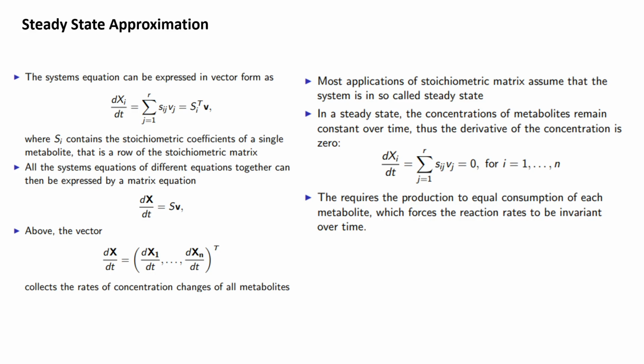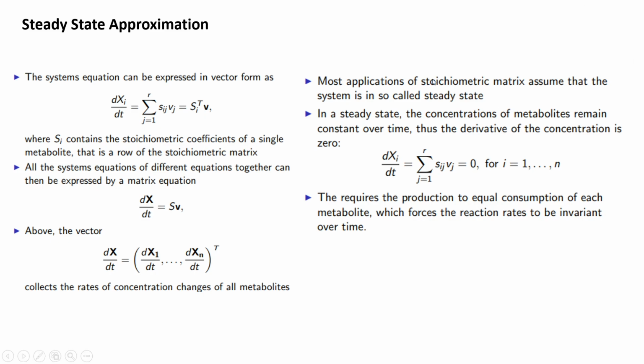So basically, when we have a certain set of reactions with the coefficients and a set of reaction rates, the reaction rates are unknown, so you want to find out the reaction rates from dx/dt and S. So the natural way to do it is to assume a steady state approximation.